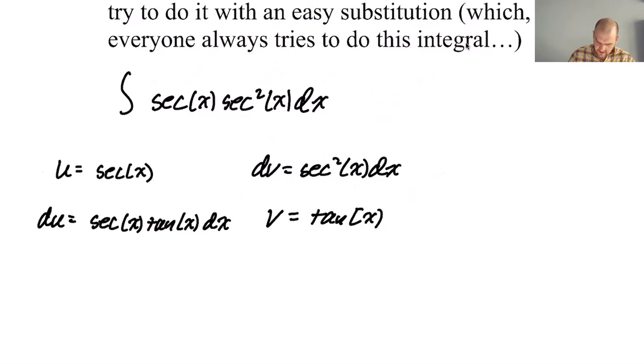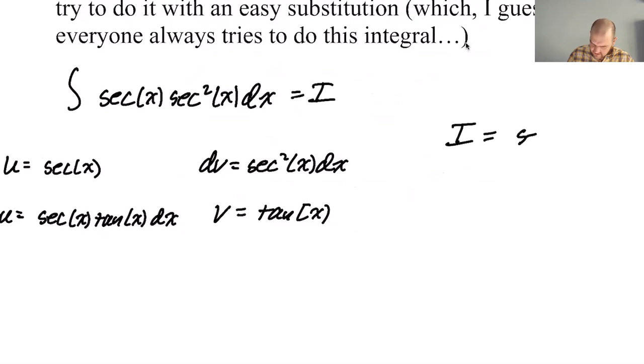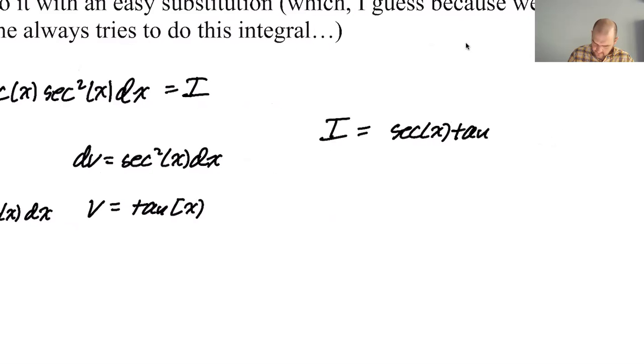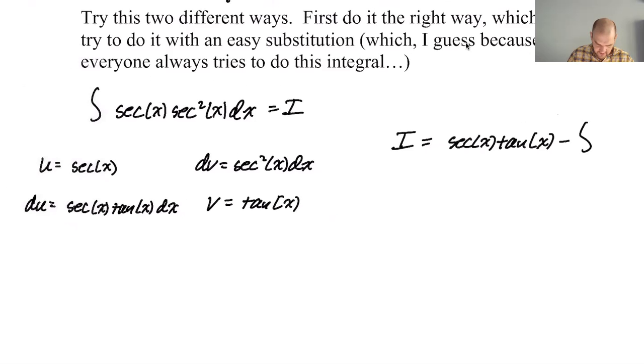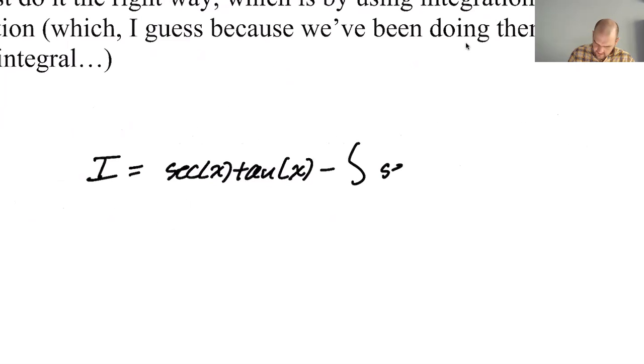Okay, so at this point we have, let's call this I, the original integral. So I is uv, so secant tan, and then minus the integral of v du, so secant and then tan squared, secant tan squared dx. Okay, that seems good.